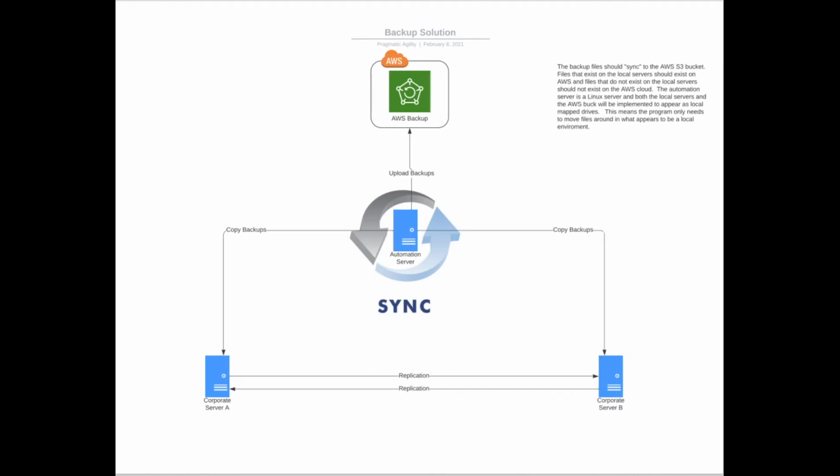If we look at the diagram, we have corporate server A and corporate server B, with replication occurring between them. Then we have an automation server that's running, and it's going to copy the backups and upload them to the AWS backup itself, which is going to be an S3 bucket. You don't have to worry about what an S3 bucket is if you've never heard of it. The point is you're going to write a program that syncs the files between two local directories, and that's that. This is just giving you more insight on how such a solution would be used. Now let's go back to that slideshow real fast before we go over the solution.